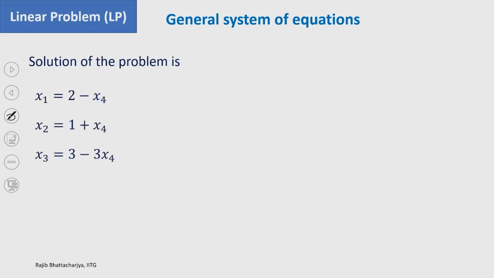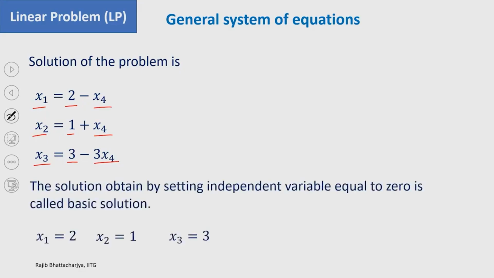So, the solution is that x1 equal to 2 minus x4, x2 equal to 1 plus x4, and x3 equal to 3 minus thrice x4. So, now if I consider that x1, x2, x3 are basic variables and x4 is a non-basic variable, in that case the solution is that x1 equal to 2, x2 equal to 1, x3 equal to 3 and x4 equal to 0. So, that is your non-basic variable.